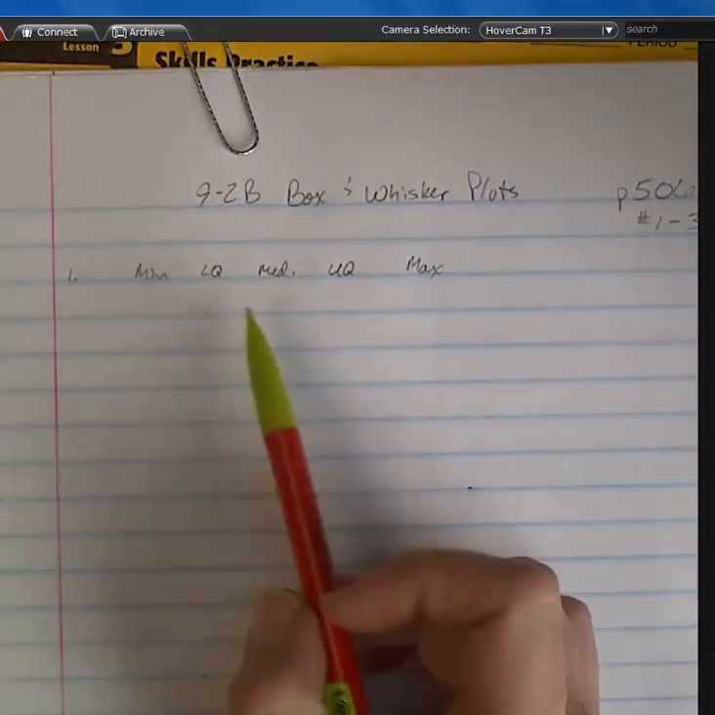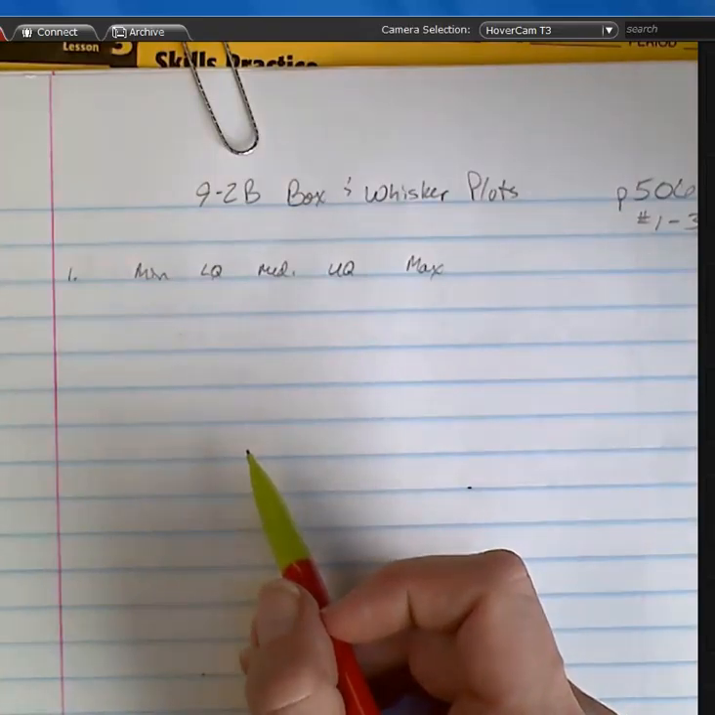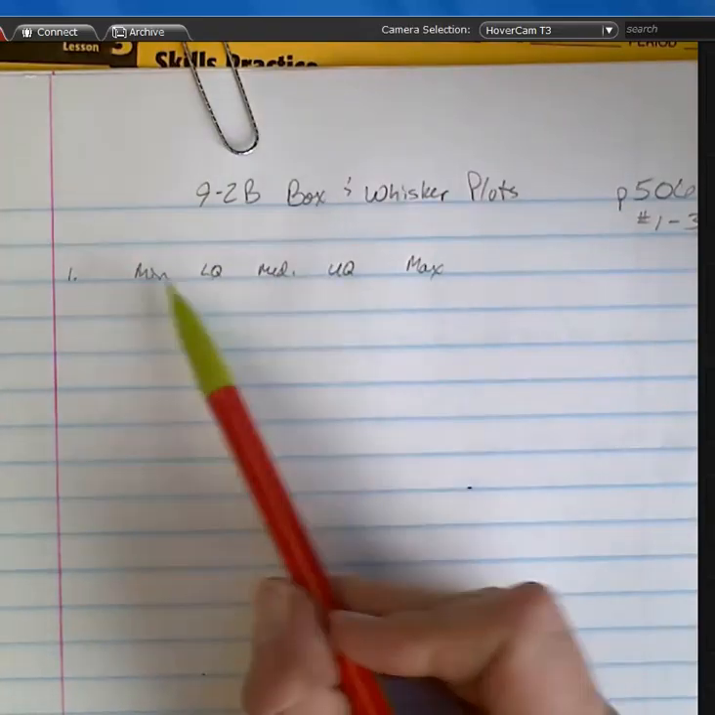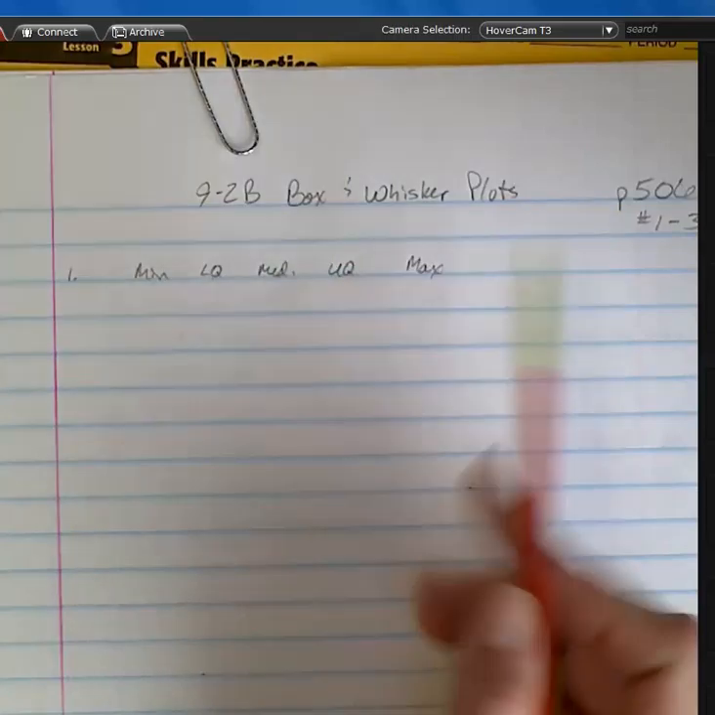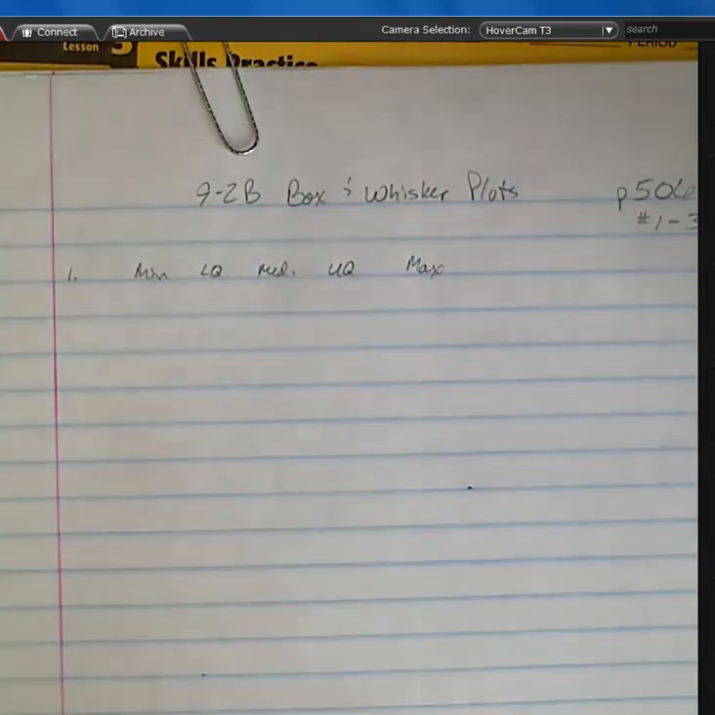Well, to find these things, what do I have to do with my data before I can find the lower quartile, the median, or the upper quartile? Morgan? Put it in order. It looks to me like there's 14 data points, right?